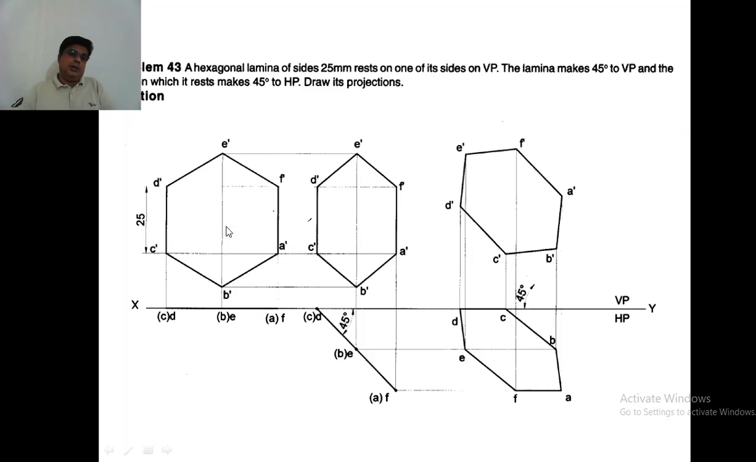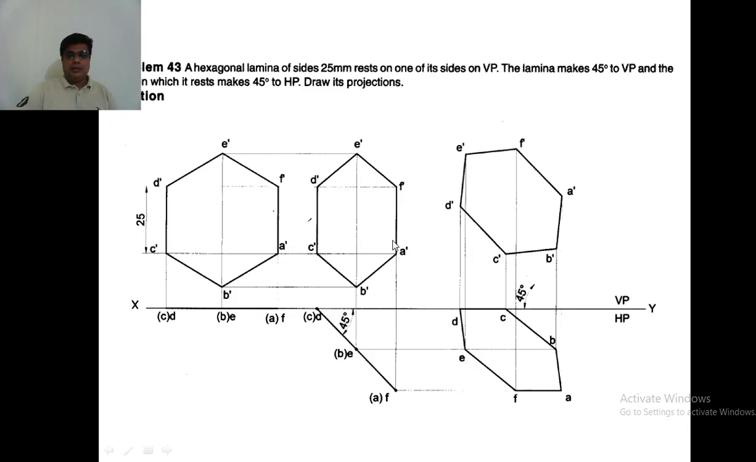So here in this case, first you draw the front view and from that you should take the top view, and then same procedure. So now the top view is inclined at 45 degree to VP. So lamina is inclined 45 degree to VP means this top view you make it 45 degree to VP. From this you get the front view.